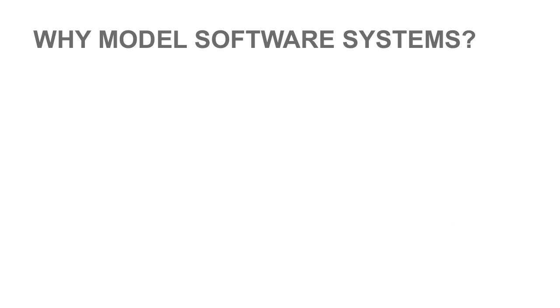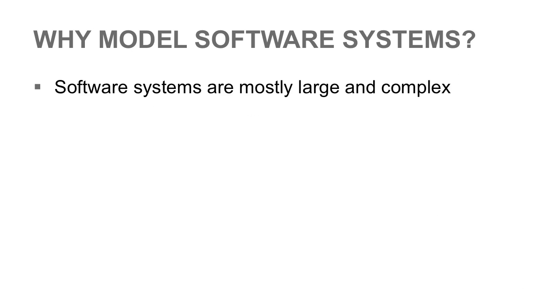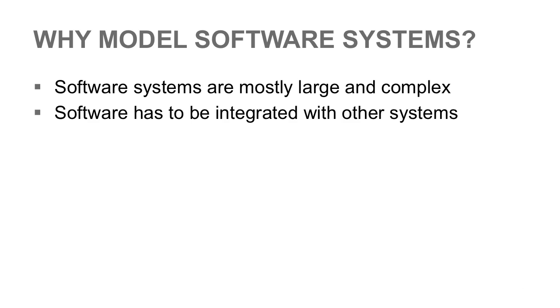Let's start with why we model software systems before we build them. Modern software systems are typically large and complex. Not all are. If you're building a simple database system with a couple of screens and tables, you won't gain much benefit from modeling it. However, the reality of most commercial systems development is that it serves the needs of large, complex organizations, and it also operates in the context of other systems that it has to integrate with.